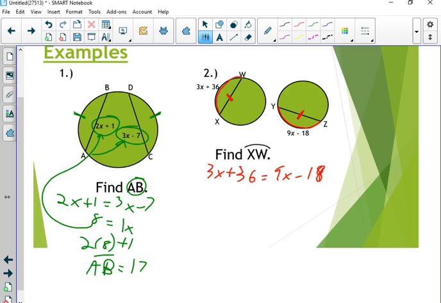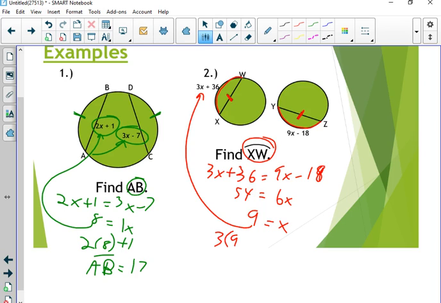So I'm going to subtract 3x to get 6x over here. I'm going to add 18 and get 54. Yep, 54. And I'm going to divide by 6. X is 9. 9 times 6 is 54. But again, we're finding XW. So we're plugging this 9 in right here.